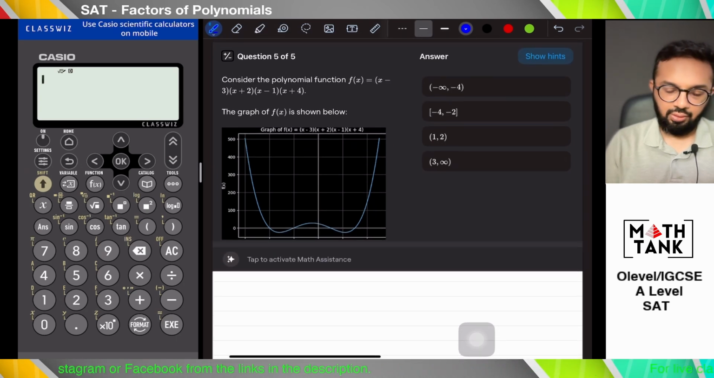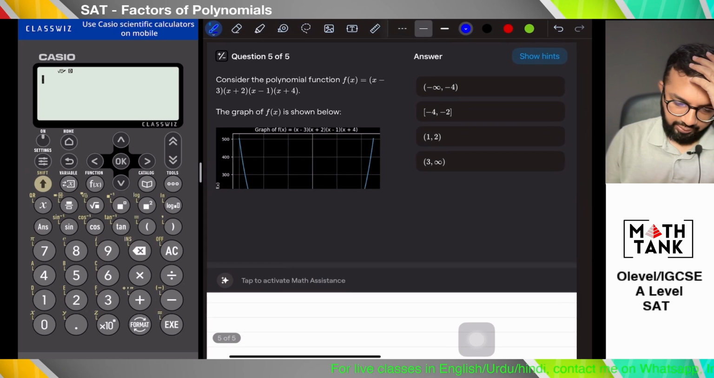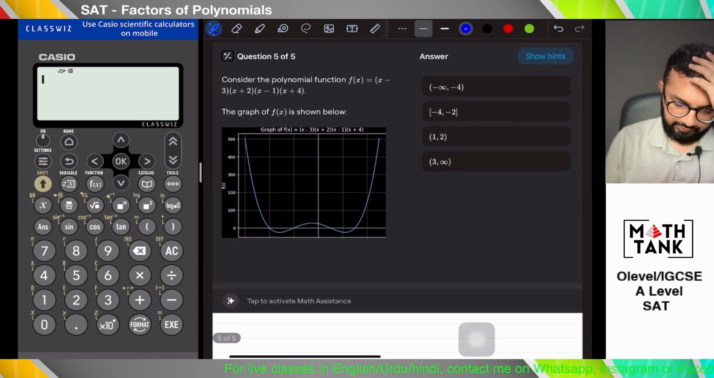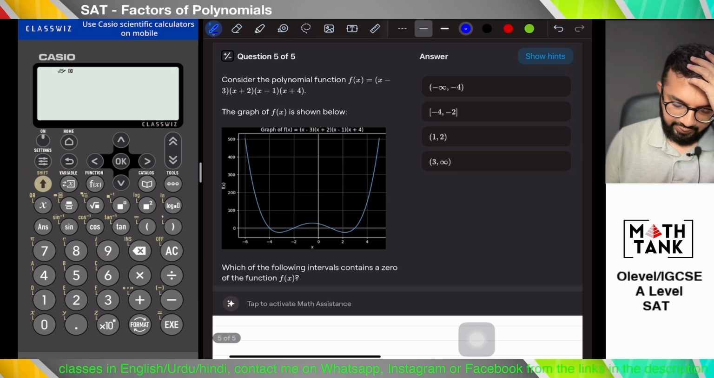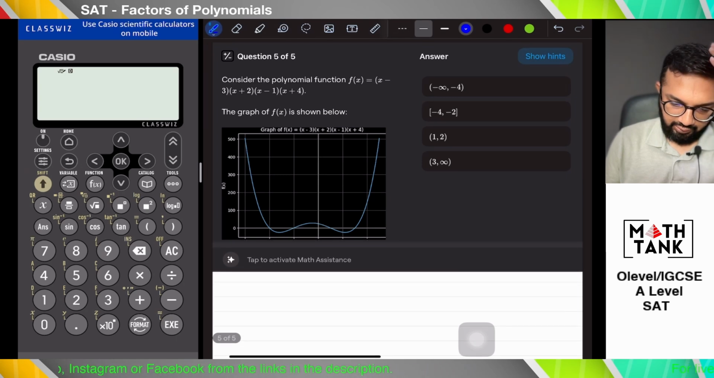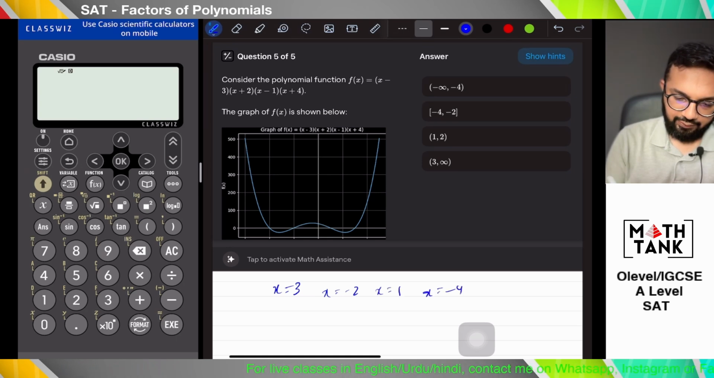Okay. Consider the function, the graph is shown. What does the question say? Which of the following intervals contains a zero of the function f of x? Okay, so I need to find a zero of the function. So how many zeros can I see? I can see 3, I can see -2, I can see 1, and I can see -4. These are all from the function above, f of x equals that.